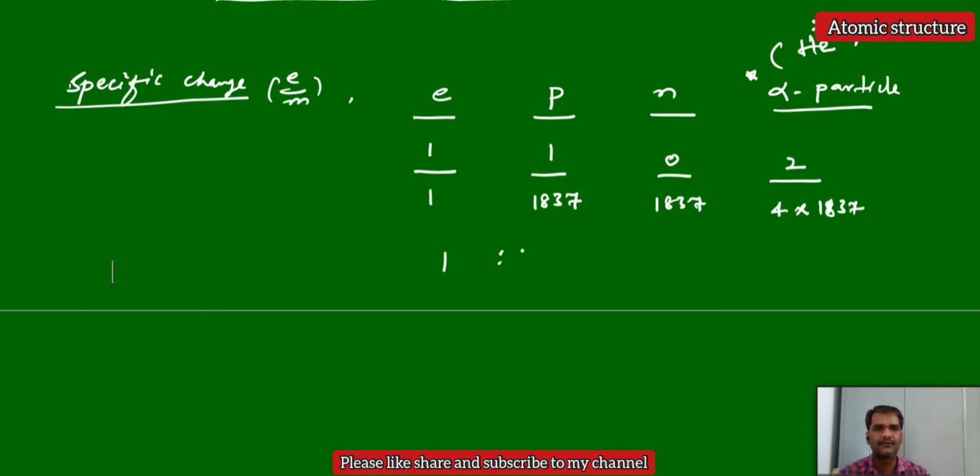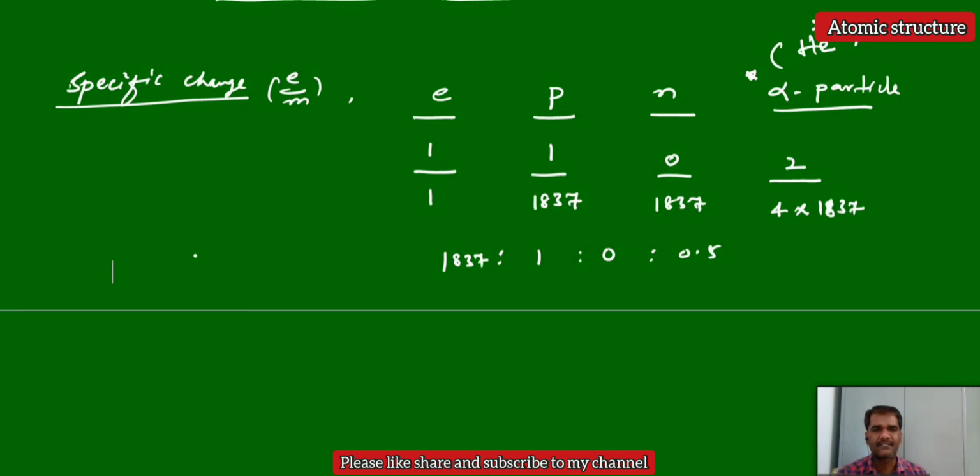The ratio is 1 by 1837, or else you multiply with 1837. You get 1837 for this and 1 for this. Anyhow, this is 0. And how much do you get here? 0.5. This is the specific charge, or charge to mass ratio, of electron, proton, neutron and alpha particle. If we compare one to the other, this is a comparative study.